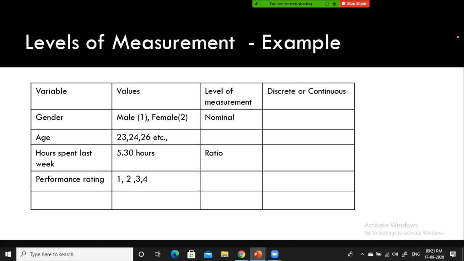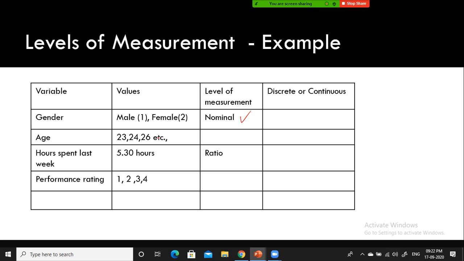levels of measurement. Gender, here I mentioned about nominal type of variable already. Is it a discrete or continuous variable? It is neither discrete nor continuous, right? Though it is 1, 2, instead of specifying male and female, we can specify 1 and 2 also, right? It is not a discrete variable because it is a categorical variable.